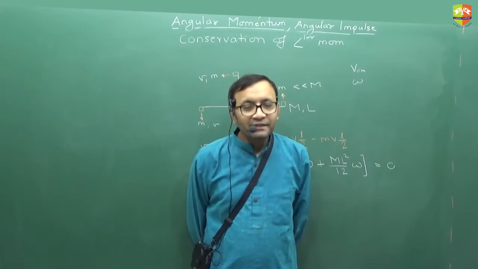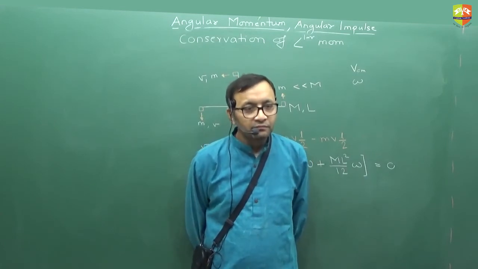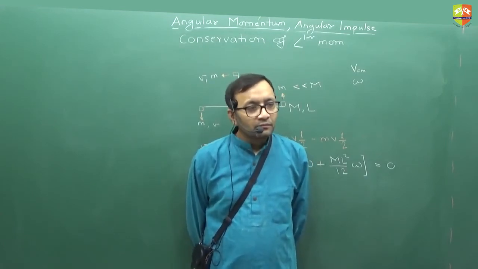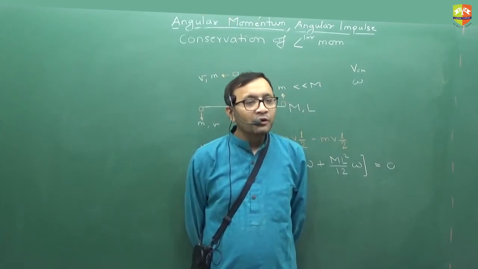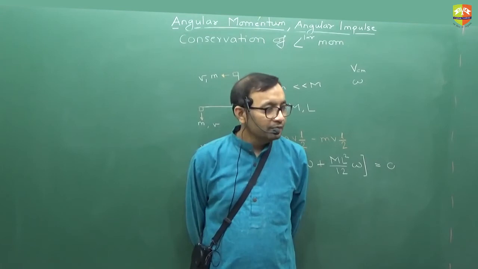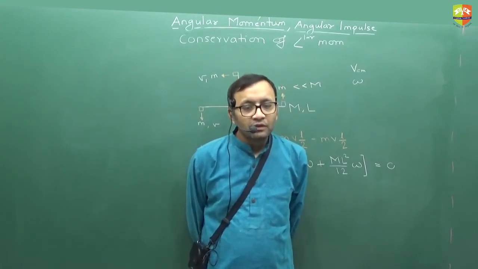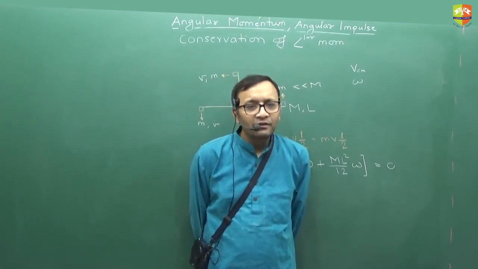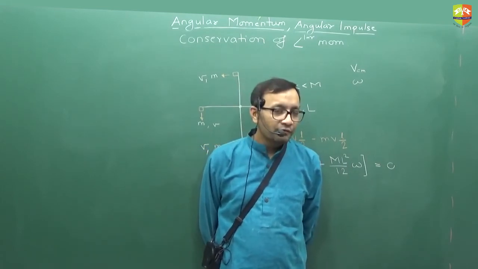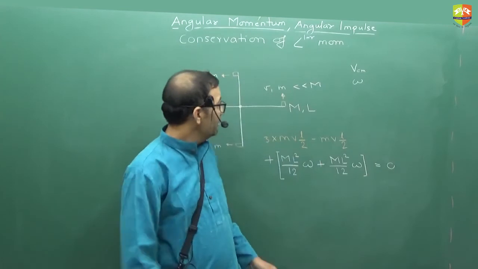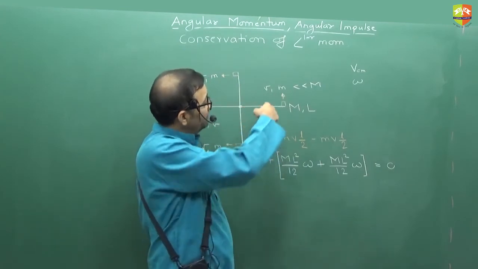Yes. Can I conserve angular momentum? Is there a net external force? Mg force is there, but about that axis, the torque because of mg is zero. So about the center of mass axis, I can always conserve the angular momentum. In fact, torque because of mg is never about that axis, whichever axis you take.